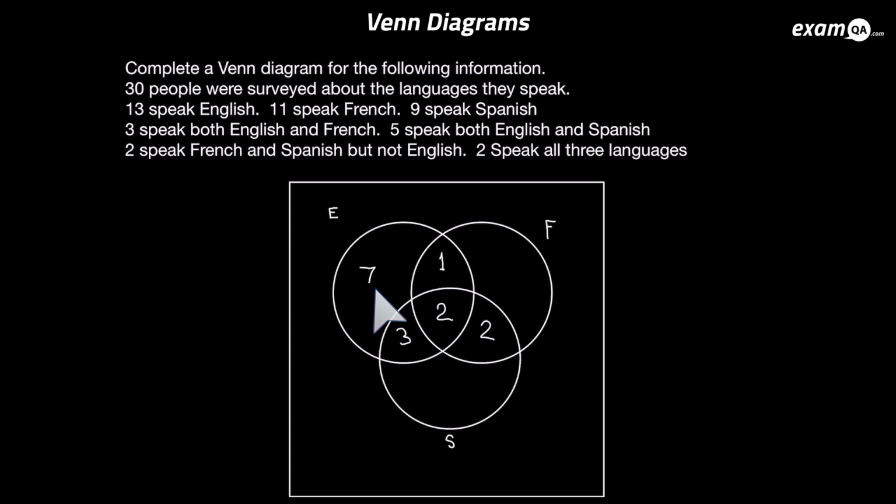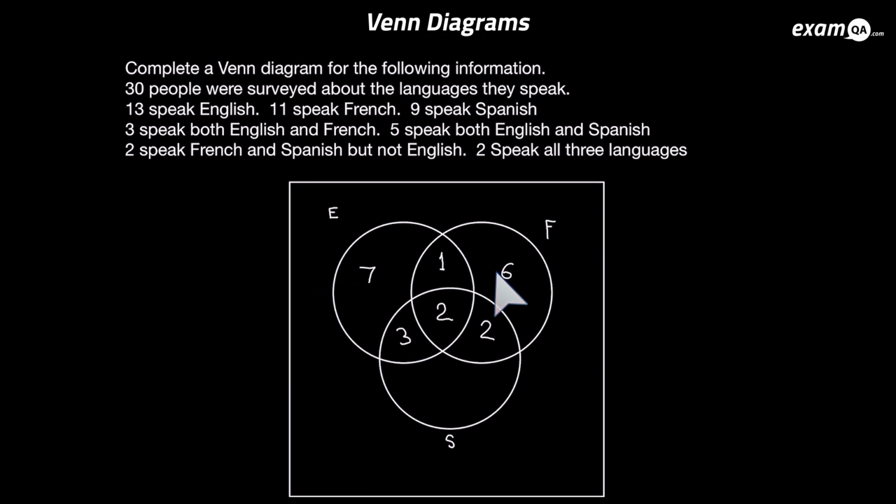Similarly, the next bit we'll do is 11 speak French, and it's very similar to what we just did. French is the whole French circle. So we can subtract that 2, 2 and that 1 which you already got there, which is 5 from the 11. And that leaves us with 6. And see if you can fill in the last Spanish bit. So we know 9 speak Spanish. So the whole Spanish circle should add up to 9. At the moment, we've got 3, 2, 2 there, which is 7. So we know the last slot must be 2 to make it 9.